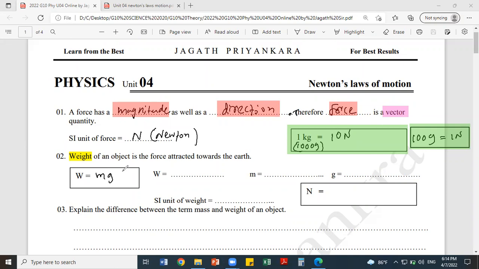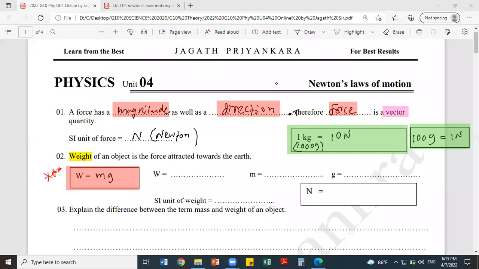Right here, W equals mg. In front of W, right? So this equation, put 3 stars, is very important. You remember this for the calculation. So what is W here?